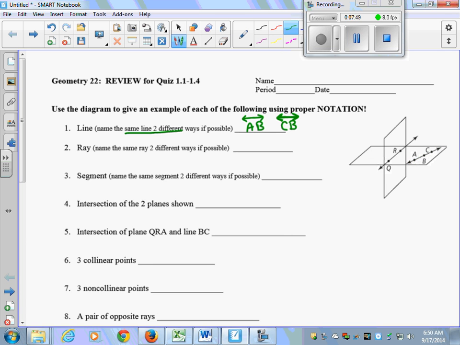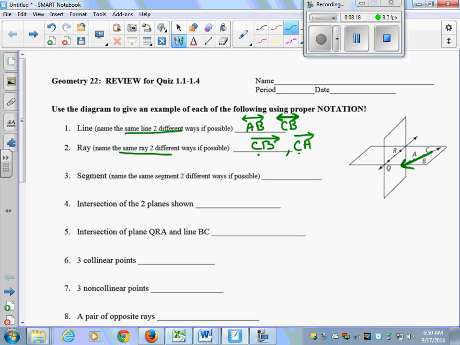Okay, the next one, a ray, the same ray again, two different ways. So I am going to choose that same area here, and I'm going to name this ray that I'm highlighting. It starts at C. It goes through B and continues forever. But it also starts at C and goes through A and continues forever. So that is the same ray. Both have the same endpoint.